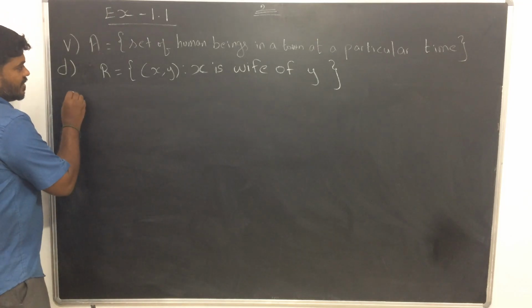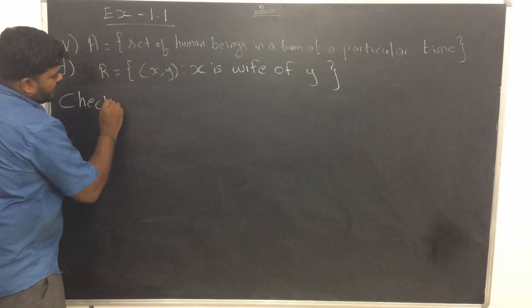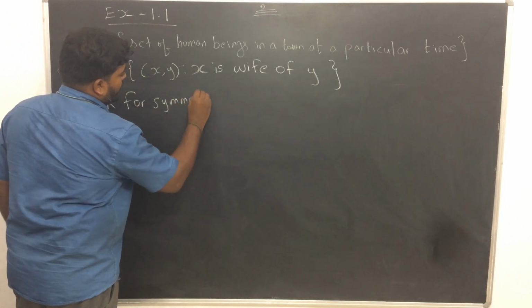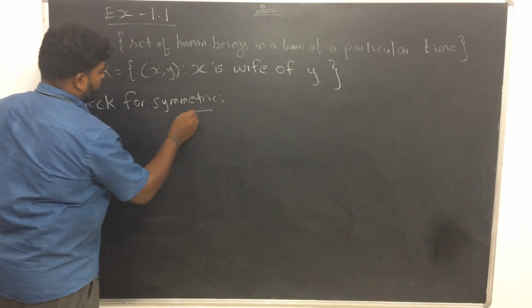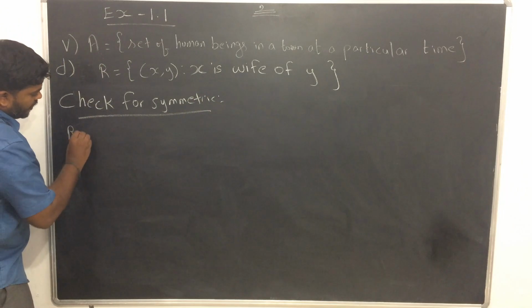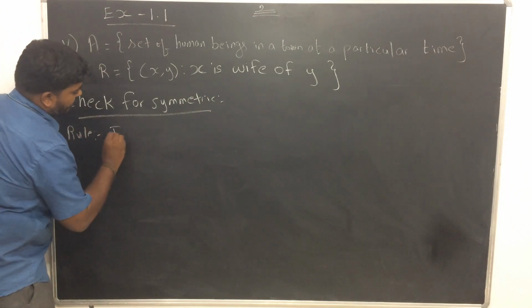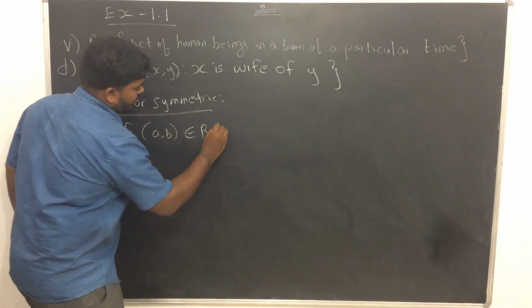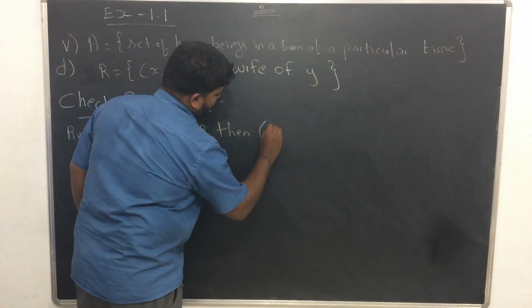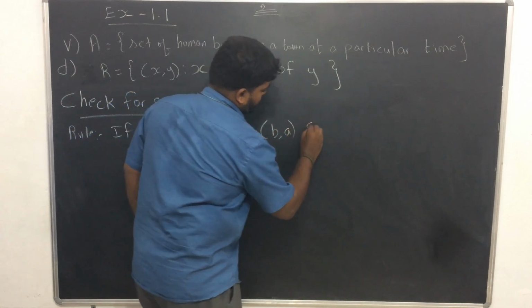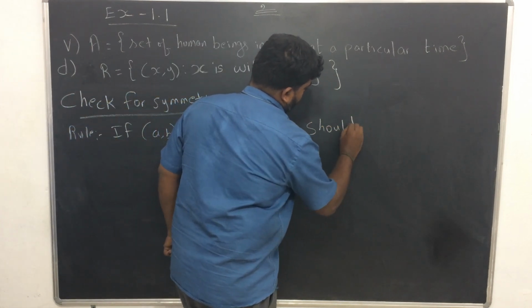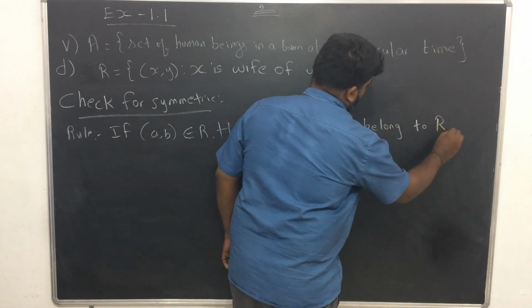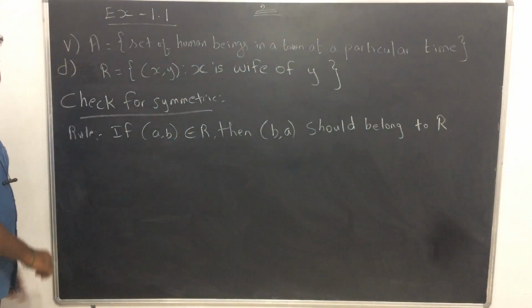Now let's check for symmetry. Reflexive is done, so we will now check for symmetry. What is the rule for a relation to be symmetric? The rule states that if a comma b belongs to R, then b comma a should belong to R. So this is the rule for any relation to be symmetric.